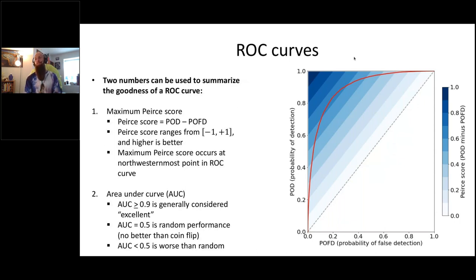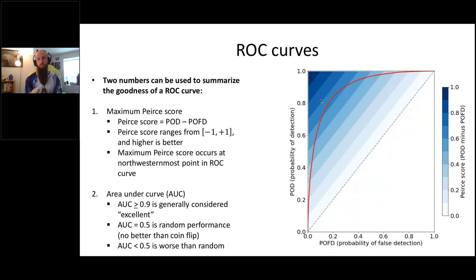So there's two numbers you can use to summarize the goodness of a ROC curve. One is the maximum Peirce score. So Peirce score is something I've contoured. I think people generally don't create ROC curves this way, but I like looking at them this way with Peirce score contoured in the background. Peirce score is just the POD minus the POFD. So it ranges from minus 1 to plus 1, and the higher scores are the better scores. And the maximum Peirce score always occurs at the northwesternmost point, or the top leftmost point in the ROC curve, as you can see if you look at these contours. So in this case, the maximum Peirce score is 0.64 or something like that, and it's around this region of the curve.